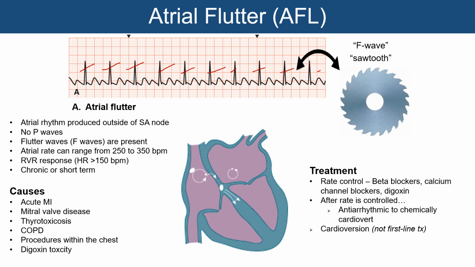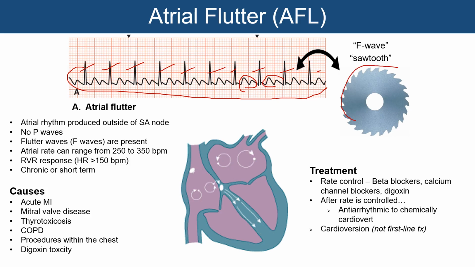So just know that. So here we're going to see these sawtooth-like waves, and you can see they're pretty uniform. So that means that that little cell, that rogue cell that left the SA node, it's the same one firing. That's why they look uniform. It's the same node firing, but it's not inside the SA node. It's like a rogue one. And we call those F waves because they're not P waves. We call them F waves, and they look like the sawtooth pictured here. So, atrial rhythm produced outside of the SA node, no P waves, only F waves.